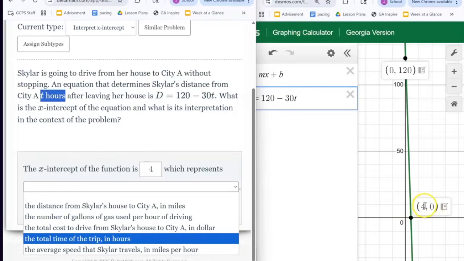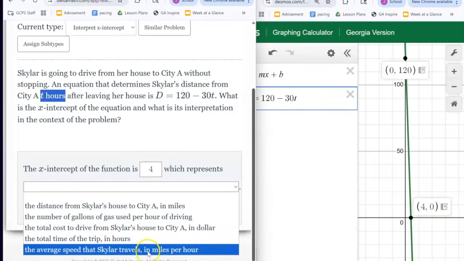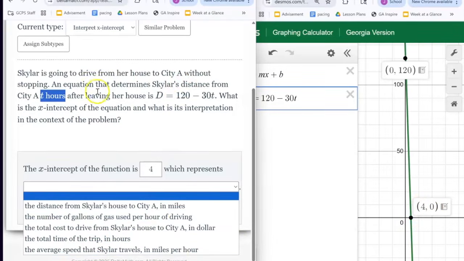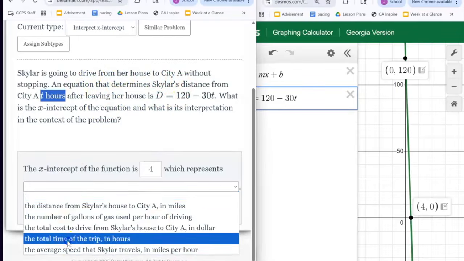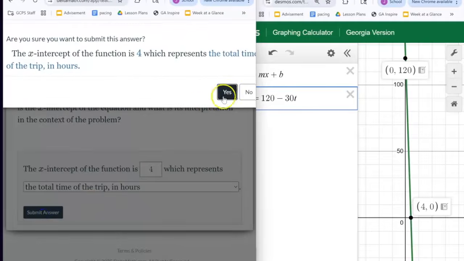It took her 4 hours to get to city A. The average speed that she drives in miles per hour, it's got nothing to do with speed. It's not even talking about that. So the total time it took her in hours.